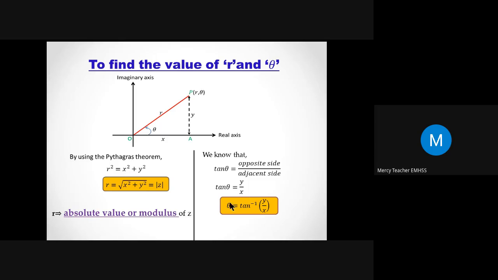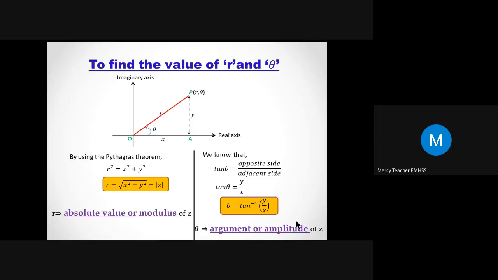Okay. From this we can calculate theta. So theta is equal to what? Tan inverse of y by x. Okay, theta is equal to tan inverse of y by x, and theta can be called the argument or amplitude of z.